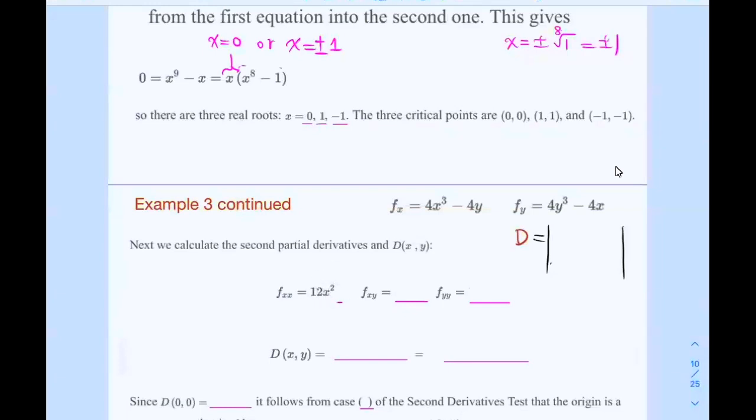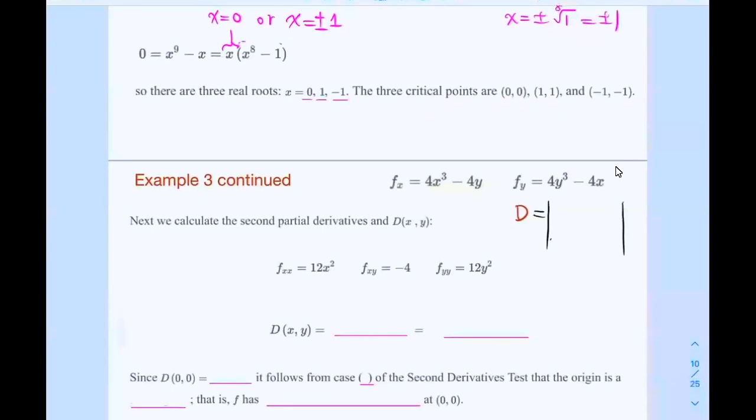Okay, good. What about fxy? Take the partial derivative of this with respect to y, we get -4, yes. Now fyy: take the partial derivative of this with respect to y, that will be 12y squared. Yes, you got it, good job.